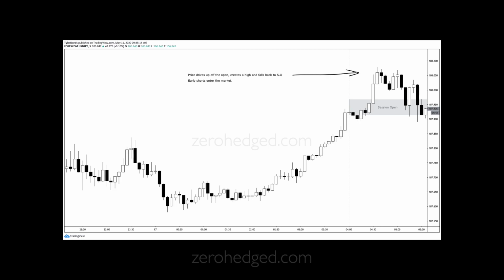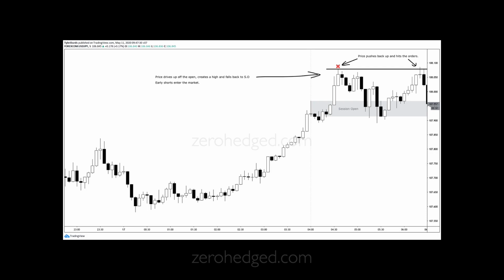And you can see the daily open there opens at 4 a.m. my time. So what happened initially? We sort of had a little rounded bottom and then we pushed up. Price drives up off the open, creates a high, and falls back to the session open. Okay, falls back to the grey box. Early shorts enter the market. Where does their risk go? You guessed it, above the high. Okay, hoping for the breakdown.